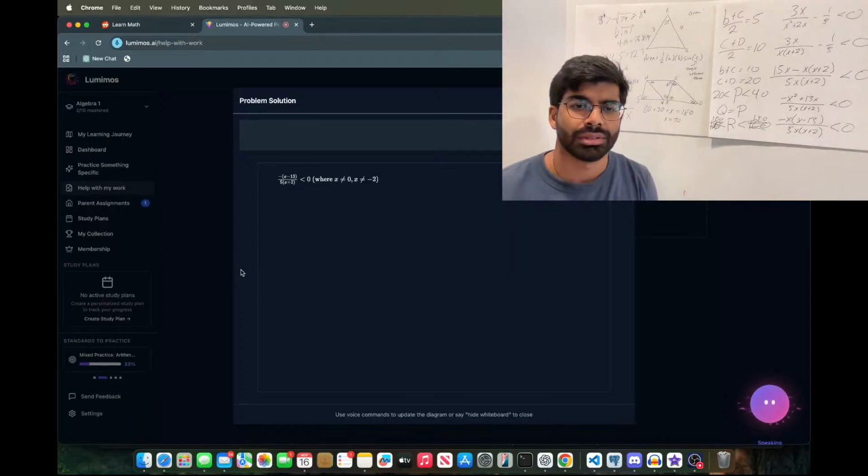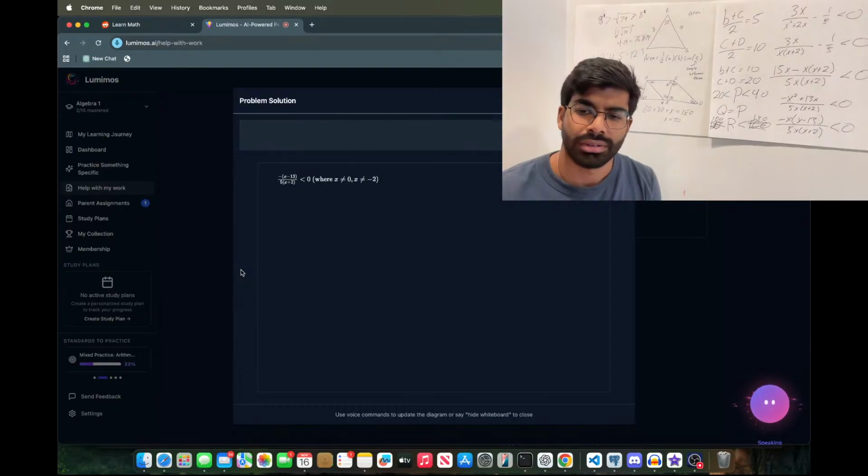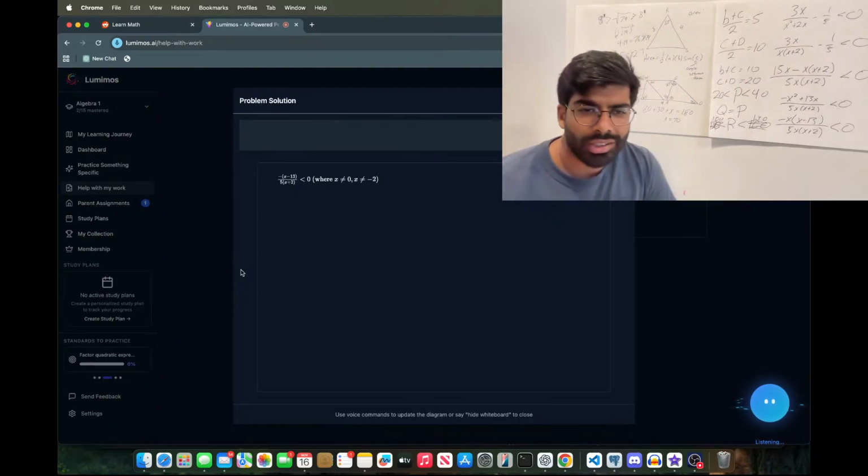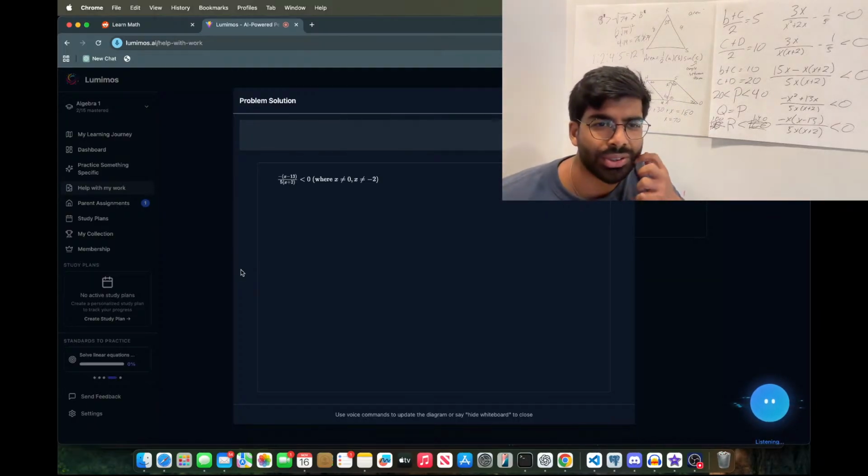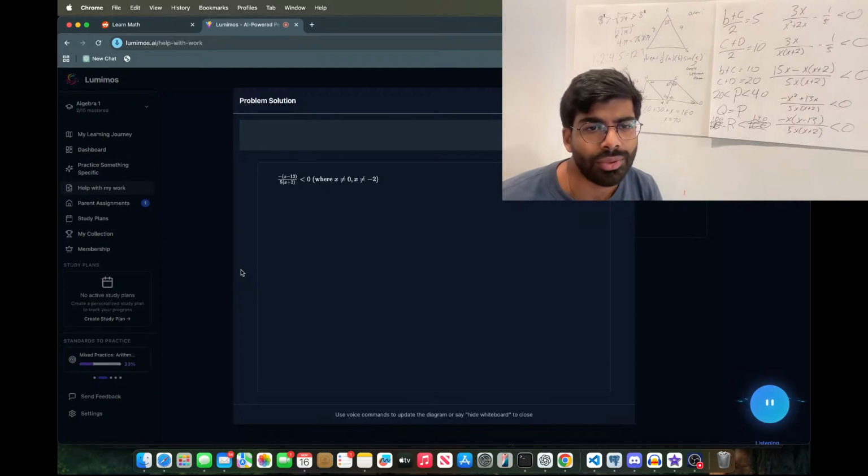Now we need to find where this expression is negative. We do this by finding critical points. Where does the expression equal 0 or become undefined? The expression equals 0 when x is 13. Perfect. x equals 13 makes the numerator 0. And where does the expression become undefined? It becomes undefined at x equals -2.